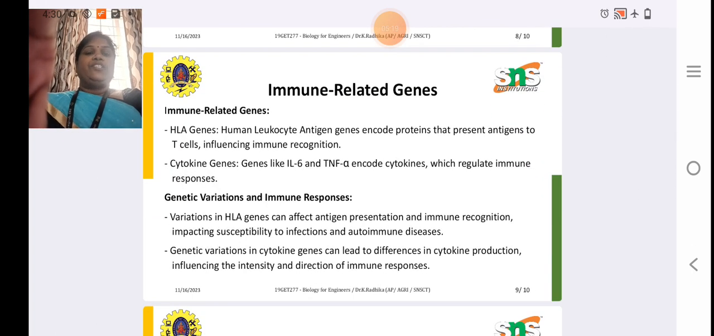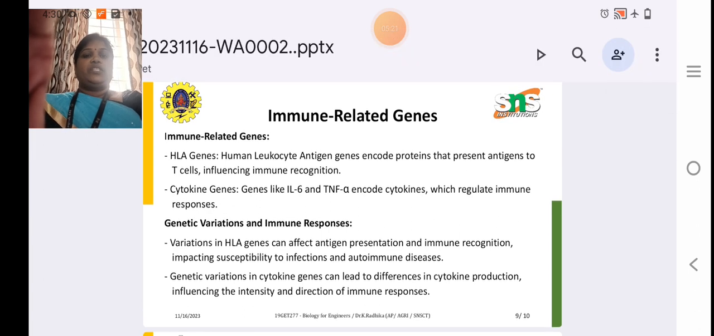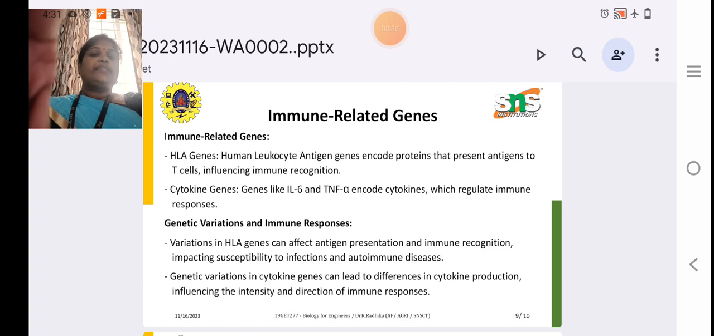Then, immune-related genes. What are the immune-related genes? HLA genes, human leukocyte antigen genes, encode proteins that present antigens to T cells, influencing immune recognition. Cytokine genes, genes like IL-6 and TNF alpha, encode cytokines which regulate immune response.